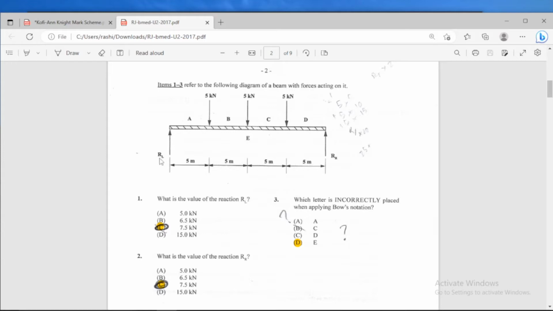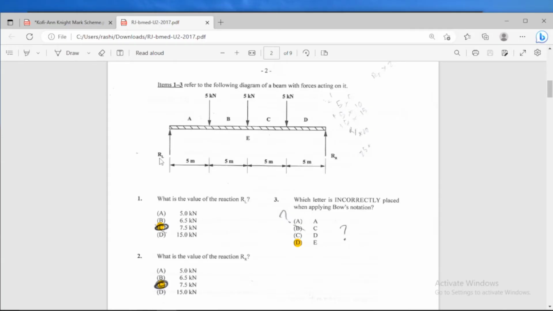And what we know about RL plus RR is that RL plus RR is going to be equal to the value of the forces acting downwards. So the forces acting downwards add up to 15 kilonewtons, which means that RL plus RR is going to be equal to 15 kilonewtons. So with that knowledge now, we can punch that information into a formula to see what we are going to get. It's basically saying that RL plus RR is going to be equal to 15. When we do our calculations here, we're going to end up with RL being 7.5 kilonewtons.